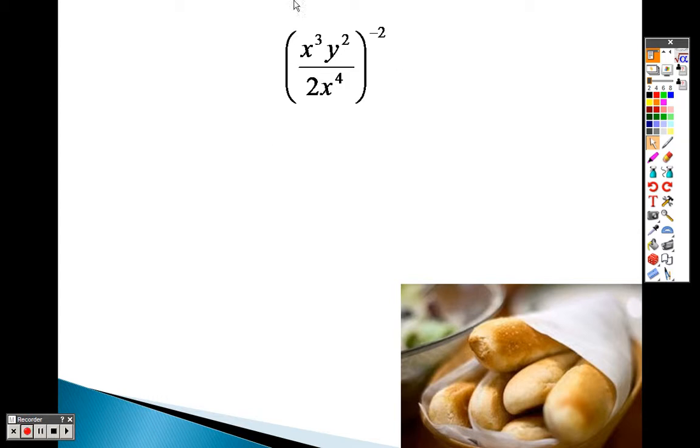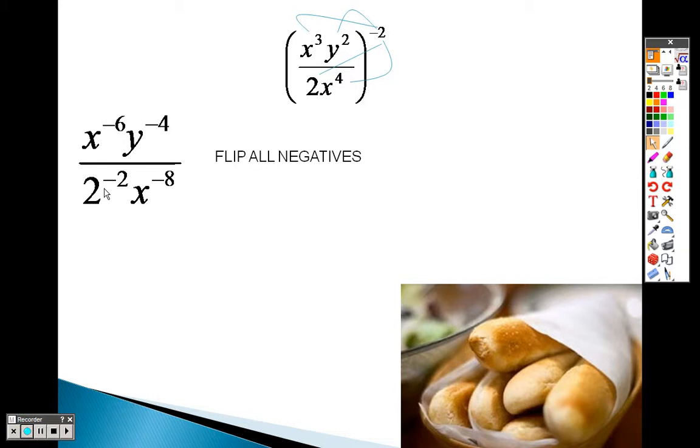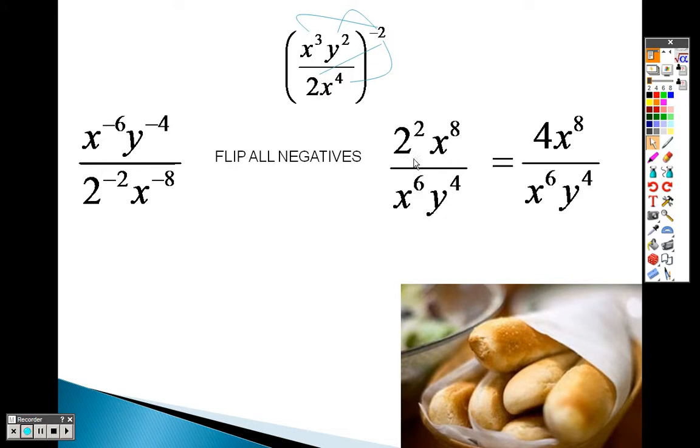Taking a look at this one, just distribute that negative 2 through to everything. 3 times negative 2 is negative 6. 2 times negative 2 is negative 4. I have to take it through to that 2 as well, so that's 2 to the negative 2. And 4 times negative 2 is negative 8. Every single one that's negative, flip it. So basically all of them need to flip. That 2 squared goes on top, that x to the 8th goes on top, x to the negative 6 goes on the bottom to get x to the 6th, and that goes to the bottom to get y to the 4th. And now simplify what I can.